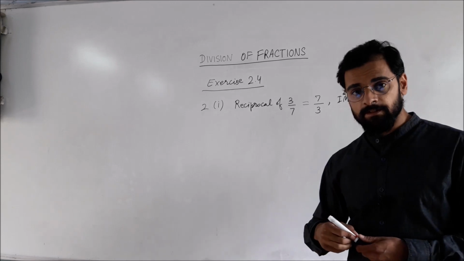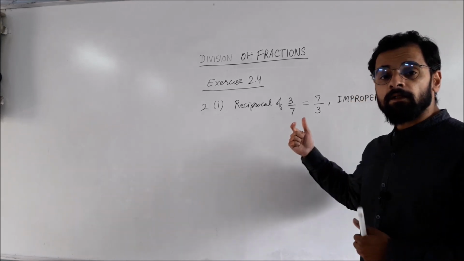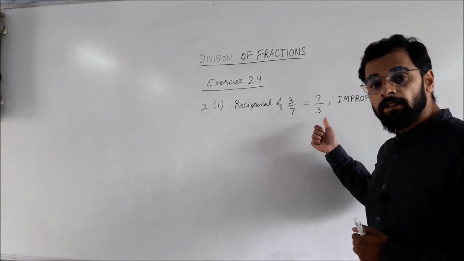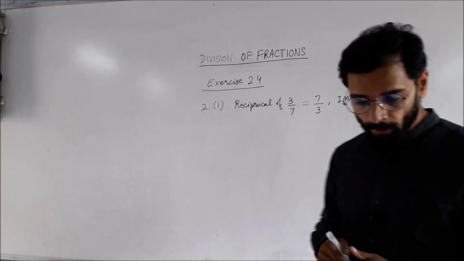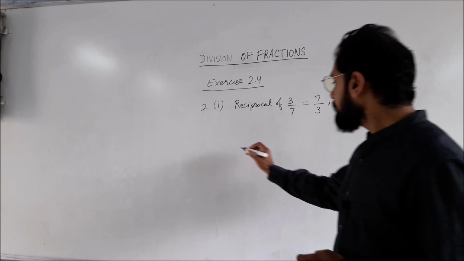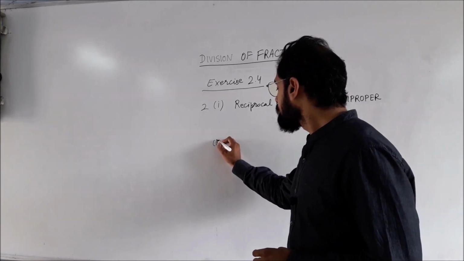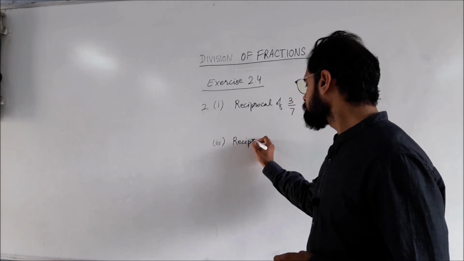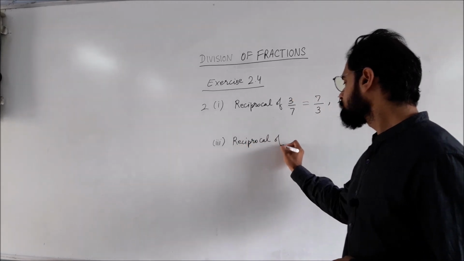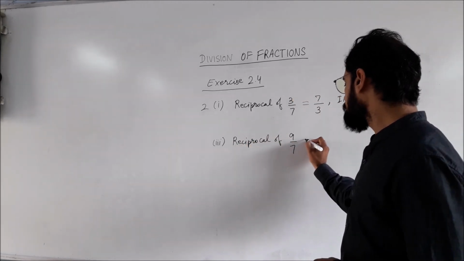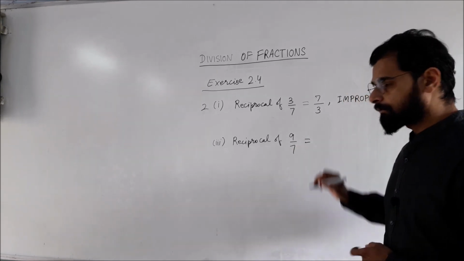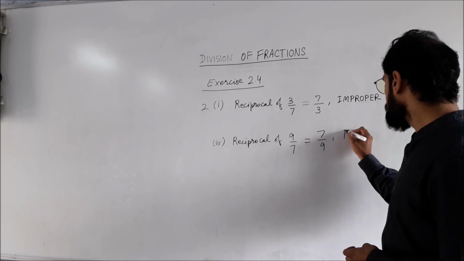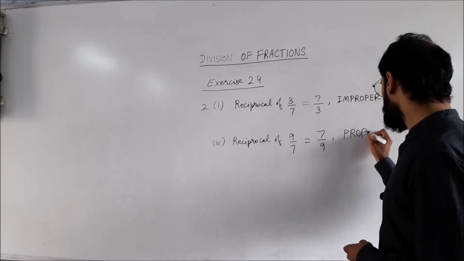And we had discussed earlier as well that the reciprocal of a proper fraction will always be an improper fraction. Now its third part, in which we have to find the reciprocal of 9/7. So your answer will be 7/9, and 7/9 is clearly a proper fraction.